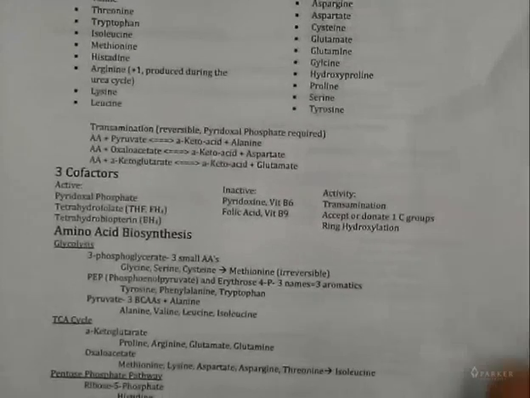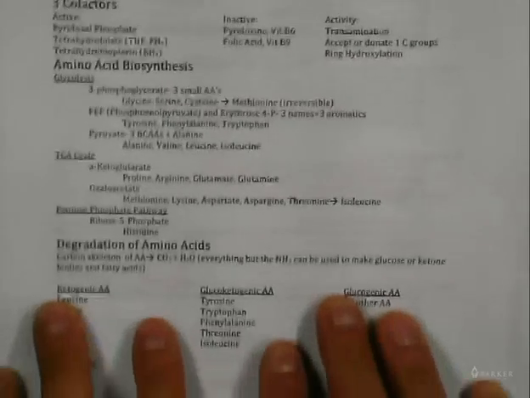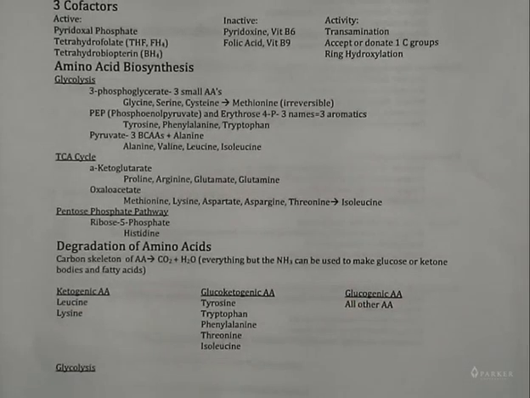Now, okay, down here on your sheet, near the bottom, the degradation of amino acids. Amino acids are broken down into two skeletons. They're broken down into a carbon skeleton and a nitrogen skeleton. The nitrogen skeleton is the amino group.